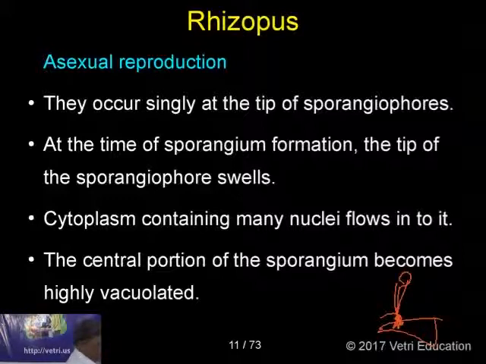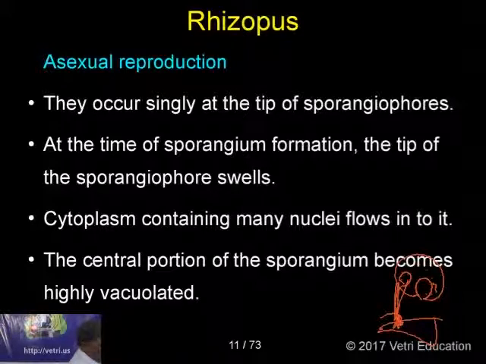When the tip of the sporangiophore, that means the stalk, becomes swollen, the nuclei and cytoplasm enter into this swollen sporangial part. In the center we have a vacuole, and on the remaining side you can find the cytoplasm and the nuclei. They are cleaved, break into pieces, each piece having 2 to many nuclei, and have a cell wall around it and form an aplanospore.